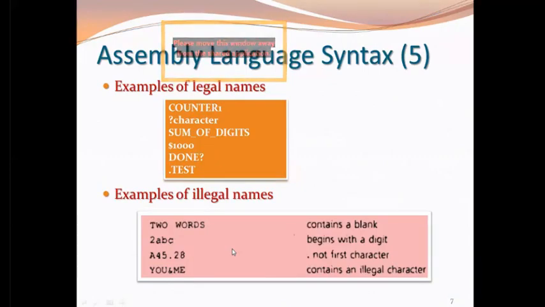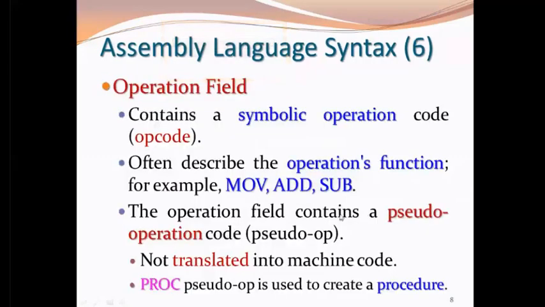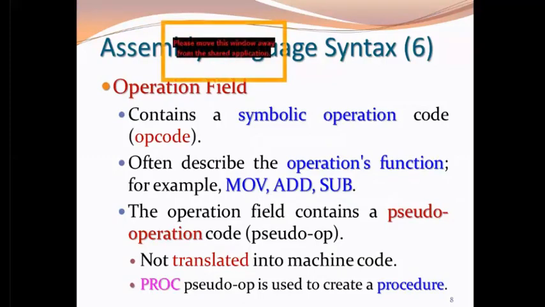No, sir. Okay. All right, now we are going to look at the operation field. We finished the name field. Now we are going to see the operation field. So what can we learn from the operation field? Each and every operation field is going to have some symbolic operation code that is known as an opcode.